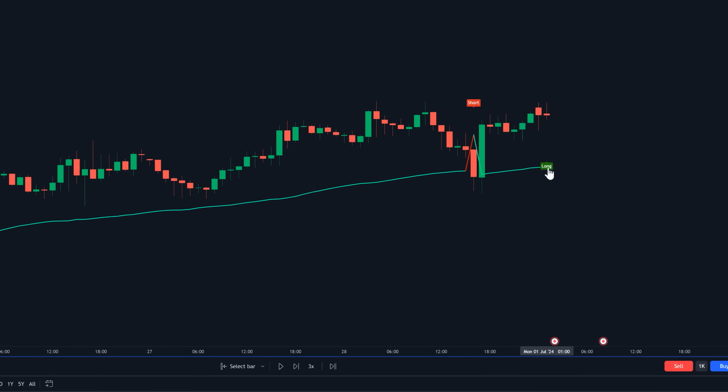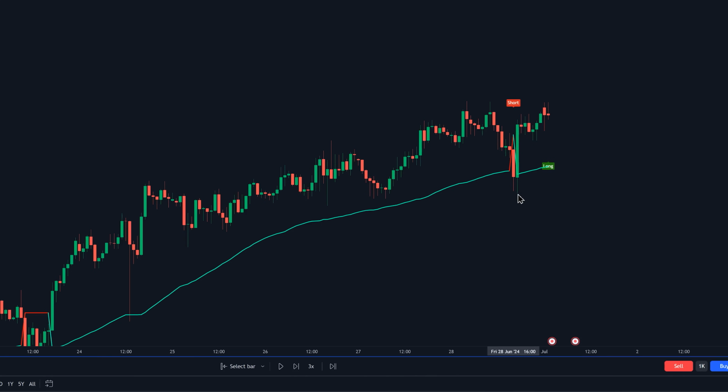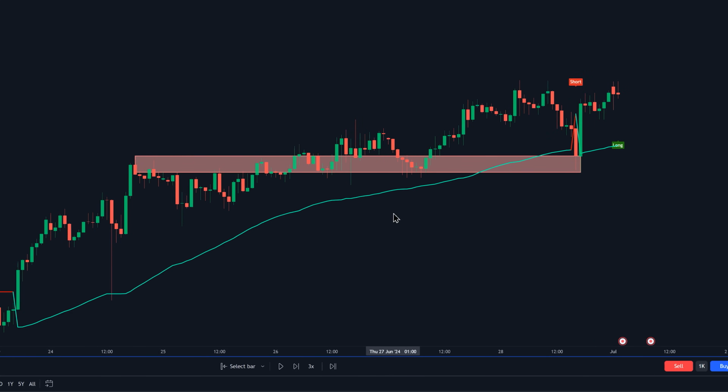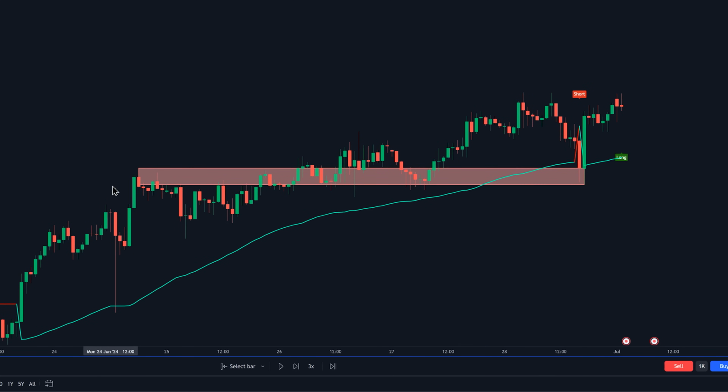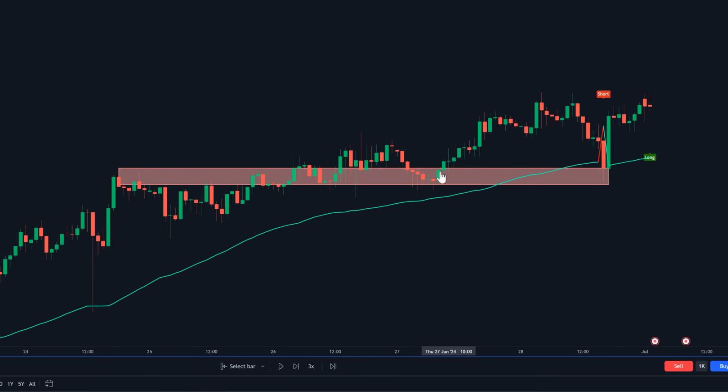Once you have the entry point, the last thing that we're going to do is to mark the swing low that happened during this pullback, which is this one right here. Use your rectangle tool and extend it all the way to the left. And the basic idea is to find at least one resistance level corresponding to this horizontal level. Just like last time, this is the resistance level. The price did a break and several retests of this level, including the retest that happened during our pullback.